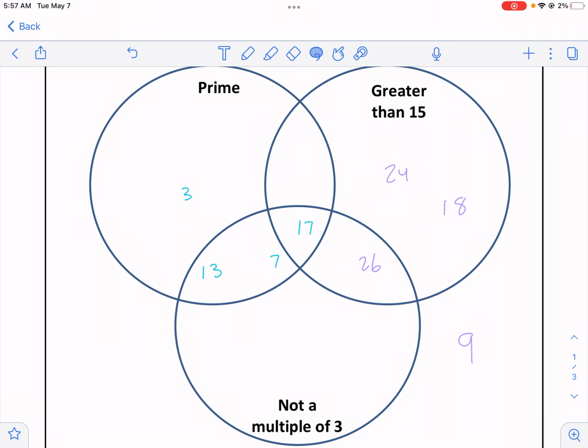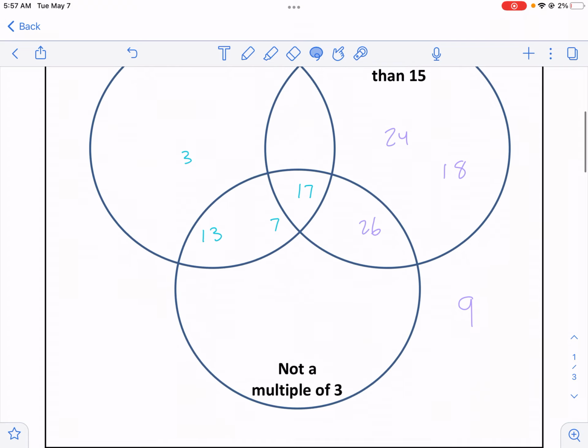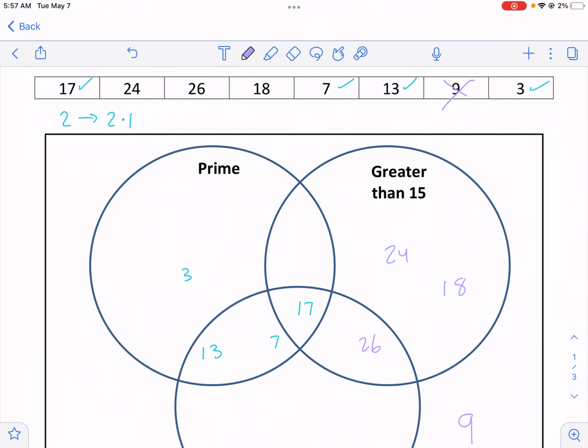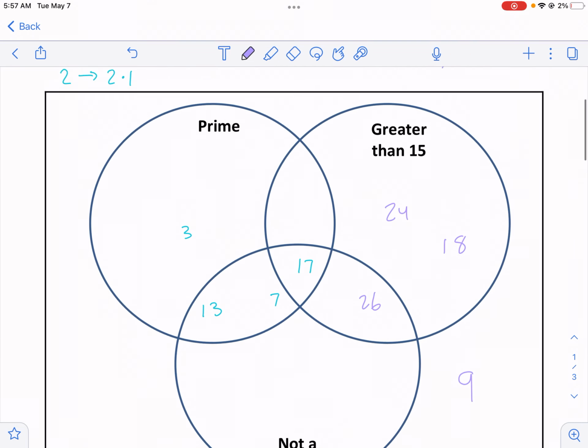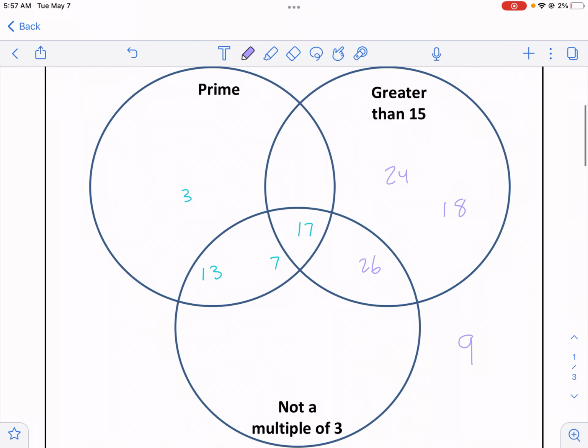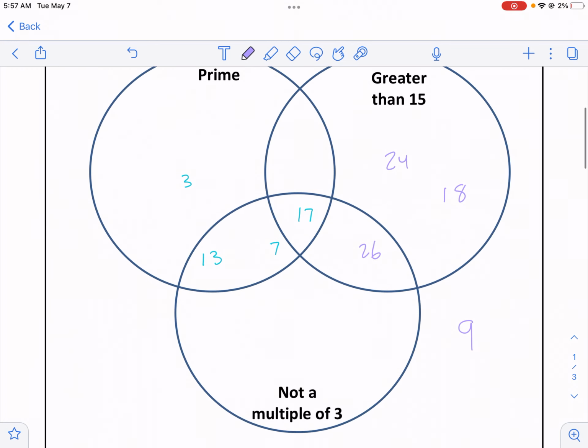And so we're done. We have our Venn diagram. This is completely filled out. We got all these numbers checked off, and there we have it. So we see that 17 is the only one that belongs to all 3 categories. None of them belong to this one, and we had a couple in some of those intersections between prime and not a multiple of 3, and also greater than 15 and not a multiple of 3.